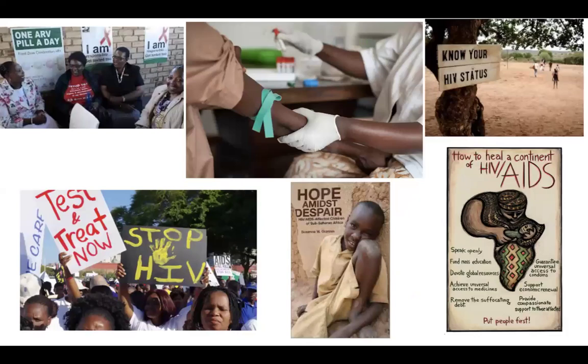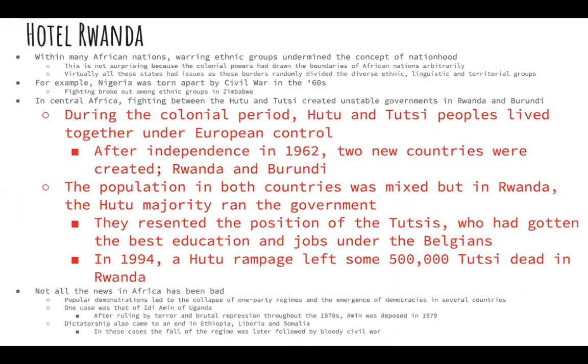So here's some pictures. All right, Hotel Rwanda. So within many African nations, warring ethnic groups undermine the concept of nationhood. This is not surprising because colonial powers had drawn the boundaries of African nations arbitrarily. Berlin Conference, 1884. Virtually all these states had issues with these borders randomly dividing their diverse ethnic, linguistic, and territorial groups. For example, Nigeria was torn apart by civil war in the 60s.